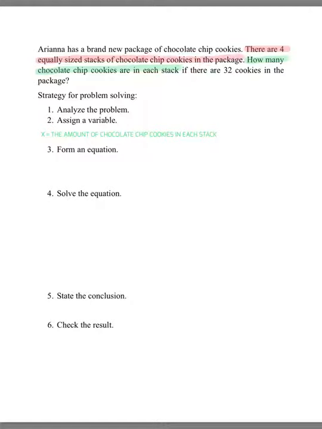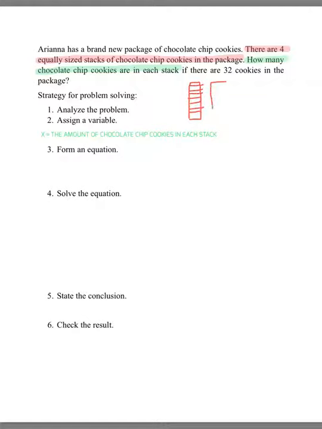So let's go ahead and draw it. Here we go. I'm going to just draw 4 stacks of chocolate chip cookies. Suppose this is 1 stack, and there's a bunch of cookies stacked up together. We don't know exactly how many.